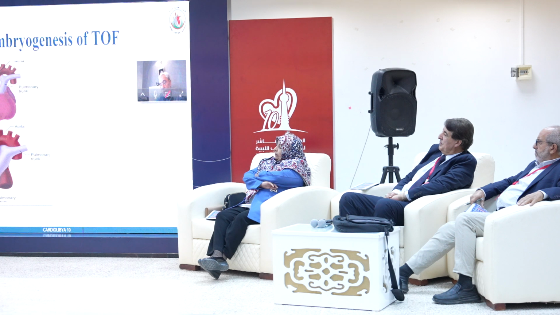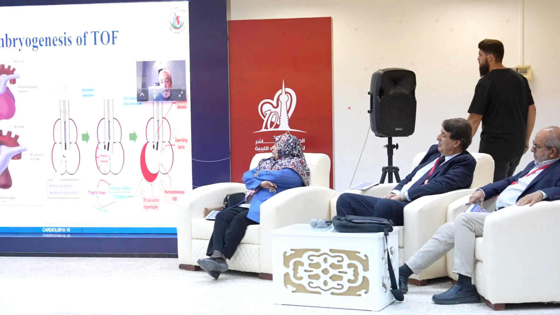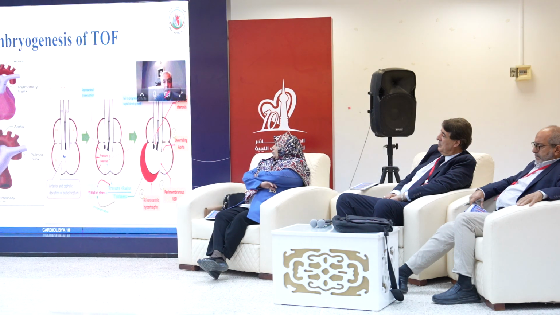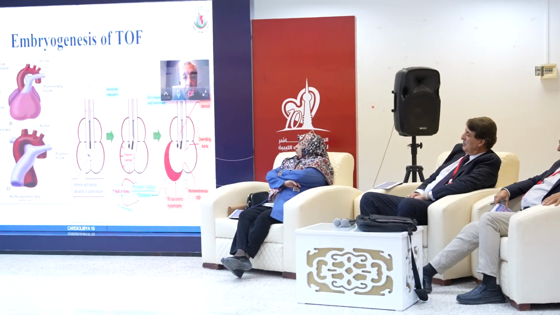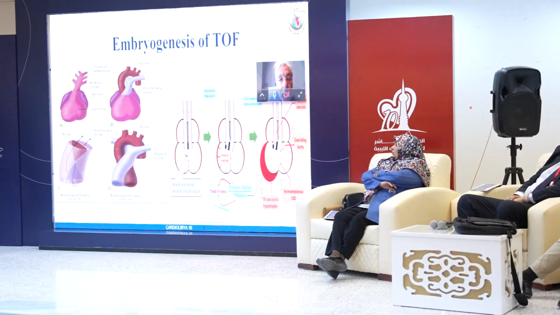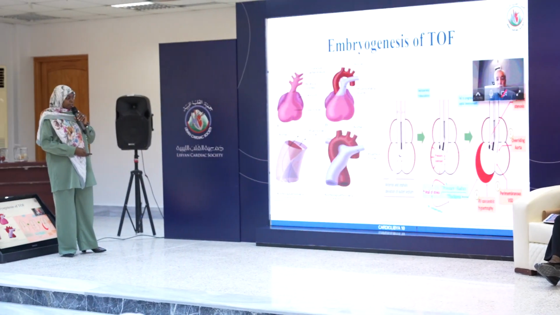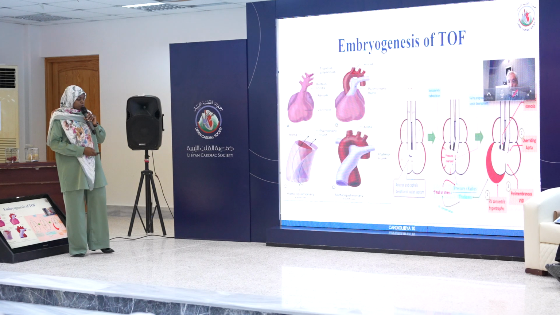Tetralogy of Fallot occurs due to anterior displacement of the aortopulmonary septum during the fetal period, leading to narrowing of the right ventricular outflow, which creates a VSD. Due to right ventricular outflow obstruction, there is increased pressure in the right ventricle, creating right ventricular hypertrophy.